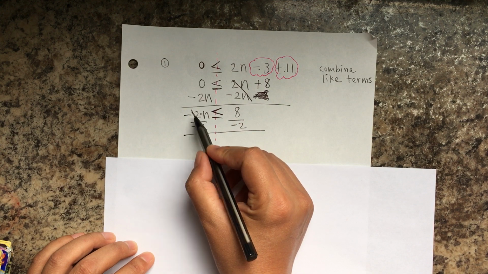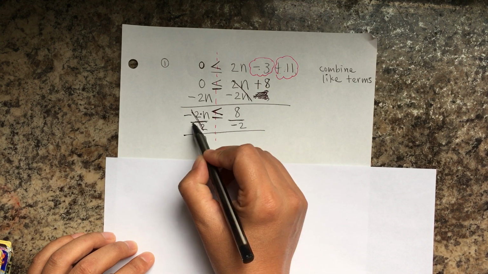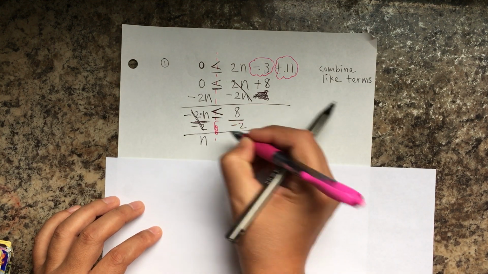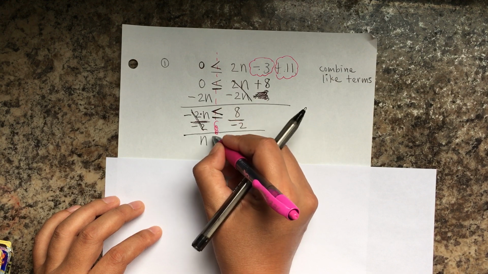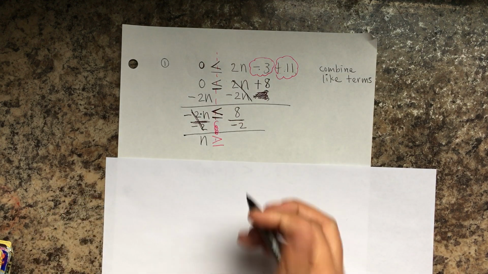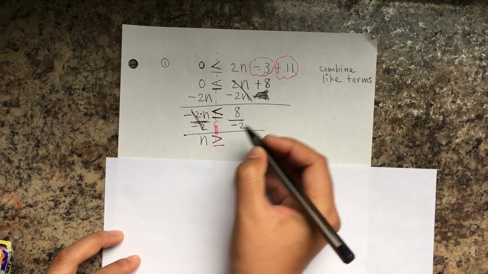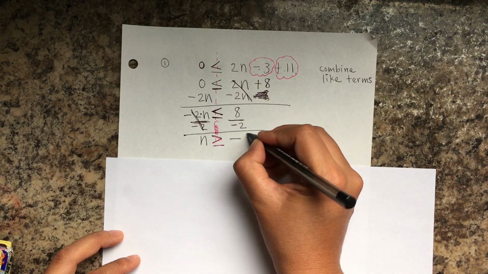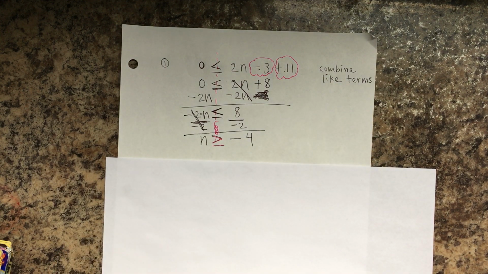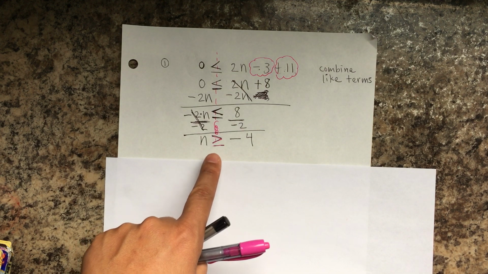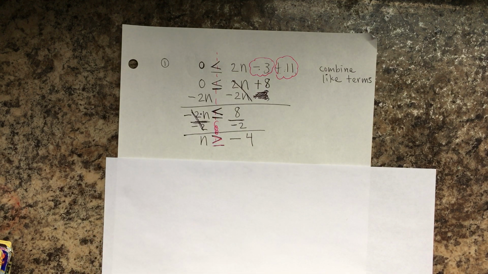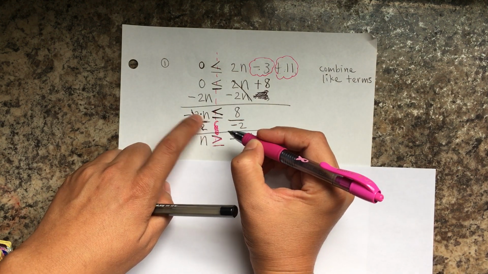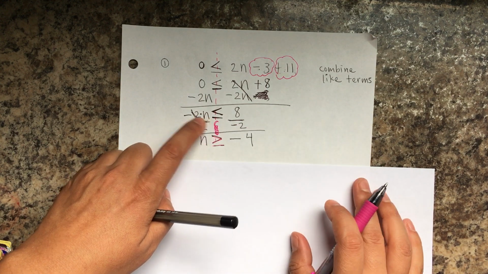Now remember that when we divide by a negative, what happens to the symbol? It switches. It's not less than. Now it's going to be greater or equal than. Okay? Greater or equal than. And positive divided by negative is negative. 8 divided by 2 is 4. Okay, so that's the solution for the first inequality. And remember, the only reason for which we switch the symbol is because the coefficient of the variable is negative.